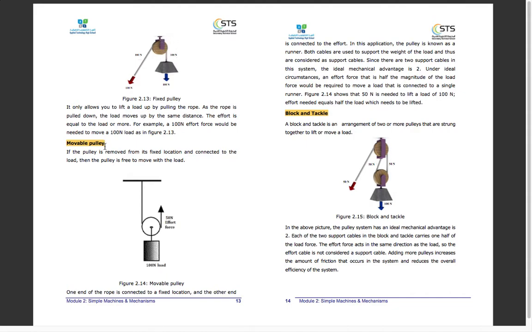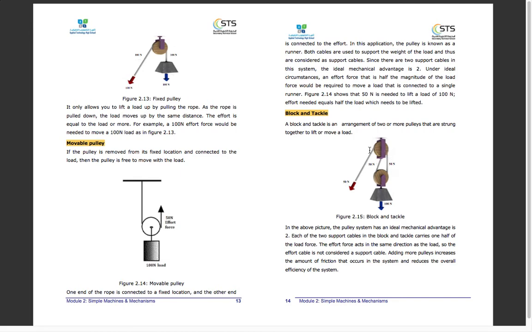In a movable pulley, how many support cables are there? There is 1 and 2. There are 2 support cables. So the IMA is 2. What does it mean? It means if my load is 100 newtons, I need only 50 newtons. I need half of the effort to move this load. That's what IMA of 2 means. If the IMA was 3, it would mean I need only 1/3 of the effort.